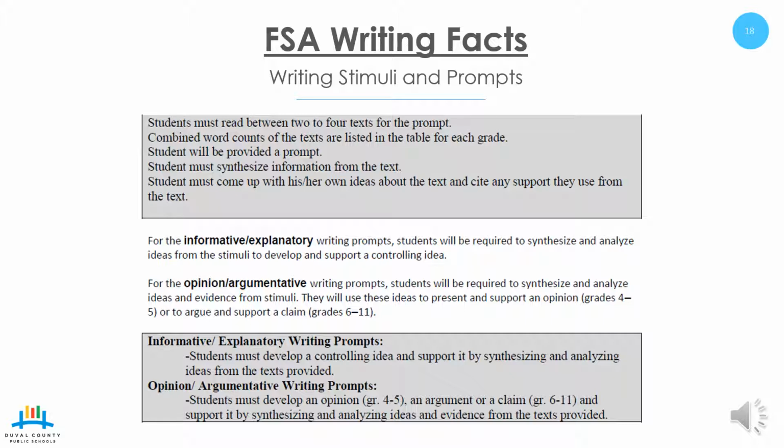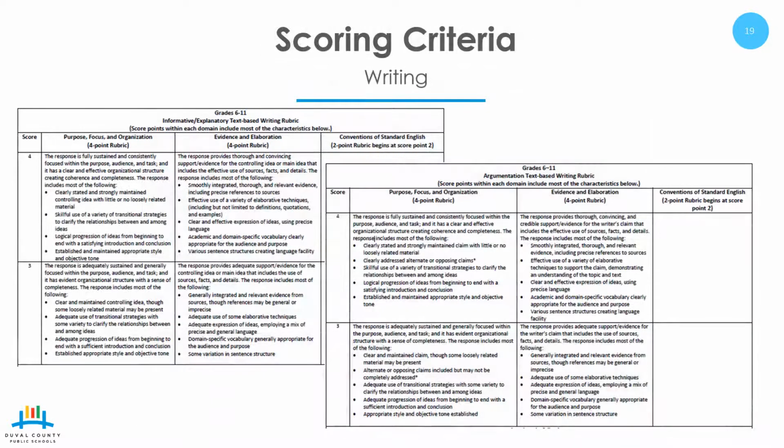Your children will get between 2 to 4 texts to read prior to engaging with the prompt and planning their essay. Regardless of whether your child gets an informative or argumentative essay, it is going to be scored out of 10 points. And each category is worth a different amount of points. Now, for both informative and argumentative, the categories are purpose, focus, and organization, evidence and elaboration, and conventions. The only real difference is what the content of each essay is required to have. As you can also see, conventions is only worth 2 points out of the 10.